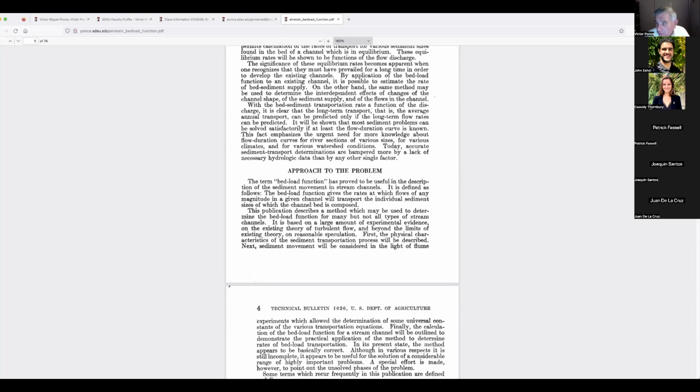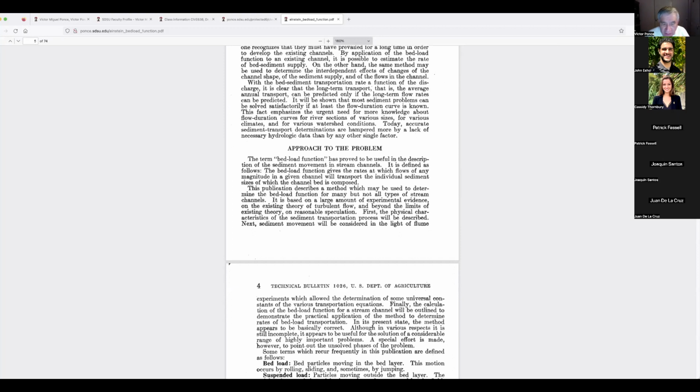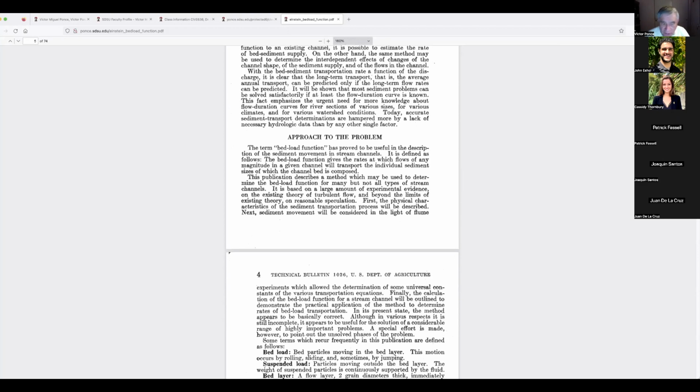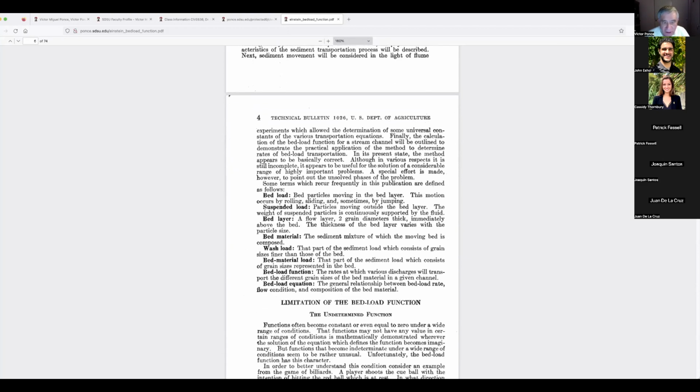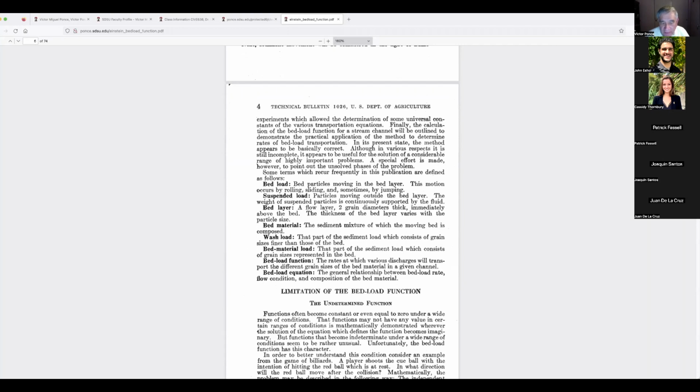And the sediment concentration profile was studied extensively by Rouse, and we studied that already, Rouse and others, the Rouse number and so forth. So Einstein was able to use work that had already been done by several other people in the 30s and 40s prior to him. So now he goes into definitions: bed load, suspended load, bed layer, bed material, wash load. Wash load is that part of the sediment load which consists of grain sizes finer than those of the bed. He's going to define that.